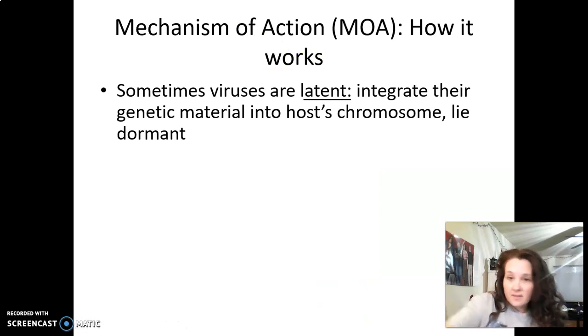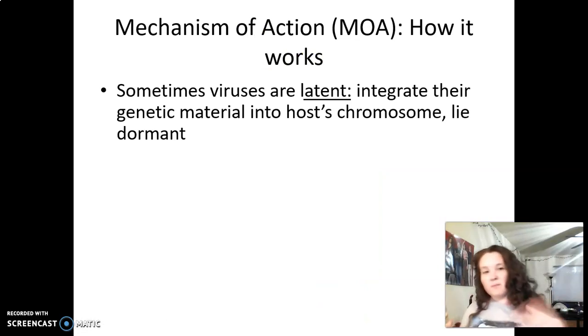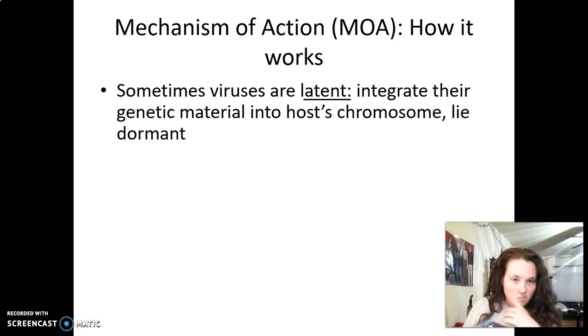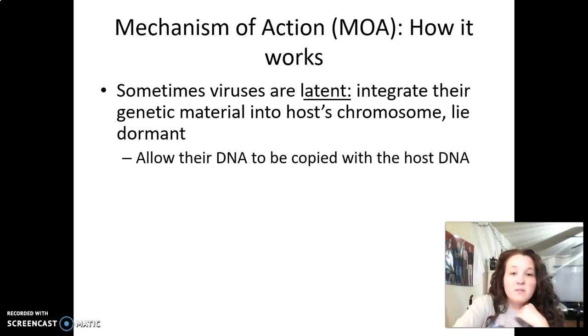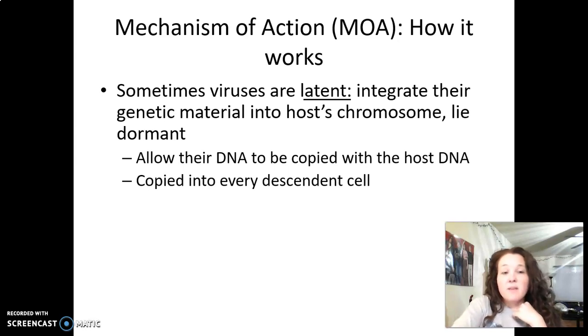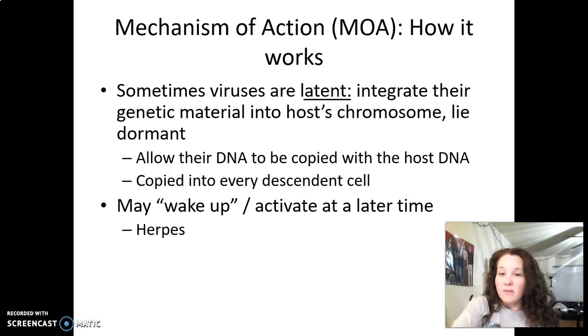Sometimes viruses are latent. They integrate their genetic material into the host chromosome, and then they lie dormant. This is an excellent life strategy for viruses because their DNA can be copied into every single descendant cell. And then there are all these cells that have viral DNA in them without showing any effect at all. And then they wake up, or they activate at a later time. That usually is based on some external condition. It's different for every virus, and the mechanism is poorly understood.